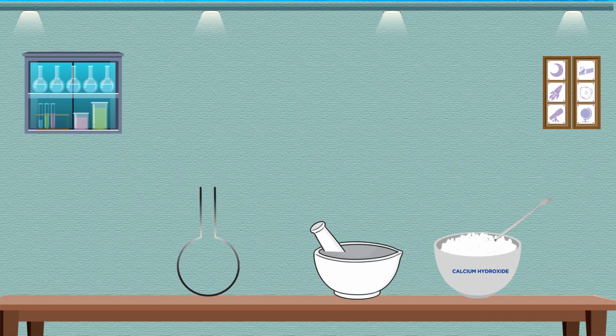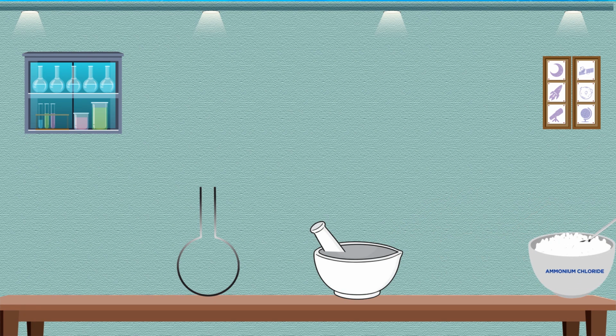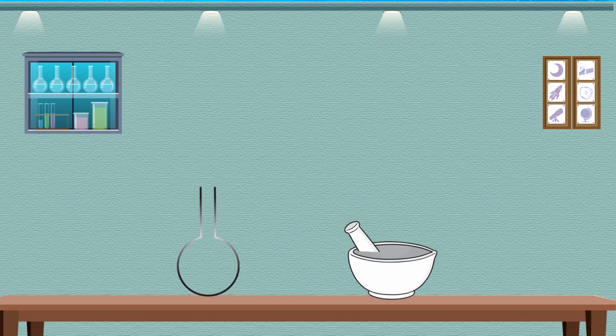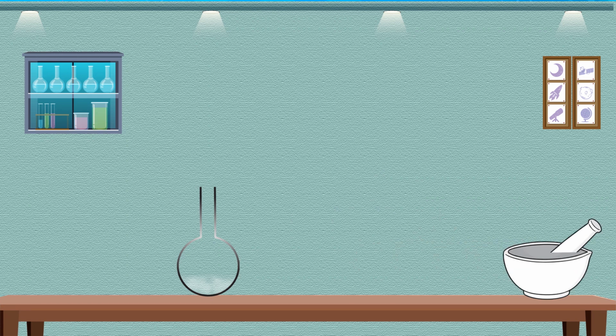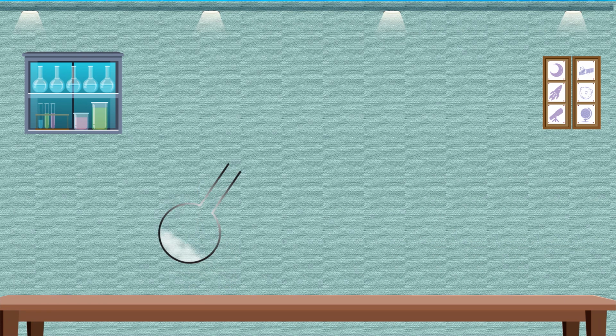You're also going to need calcium hydroxide and ammonium chloride as the ammonium salt, and calcium oxide, litmus papers. So the first thing to do here is to place small amounts of calcium hydroxide and ammonium chloride in a mortar. These are our reagents. Then we grind the mixture well using the pestle and put it in our round-bottomed flask.